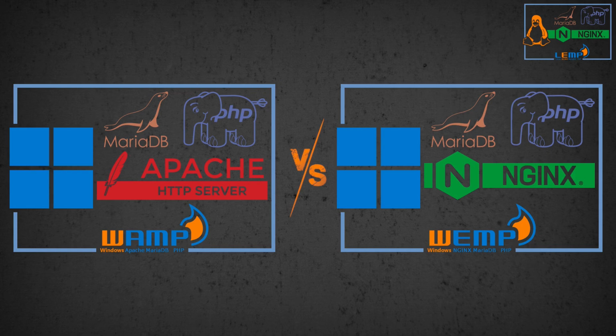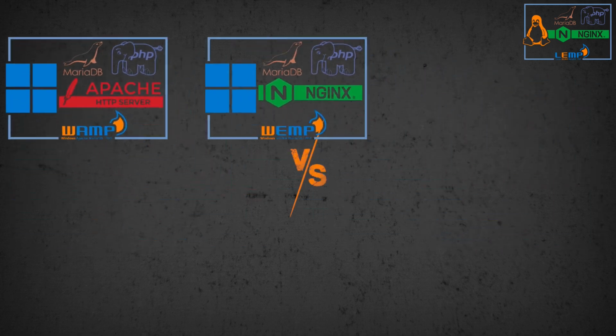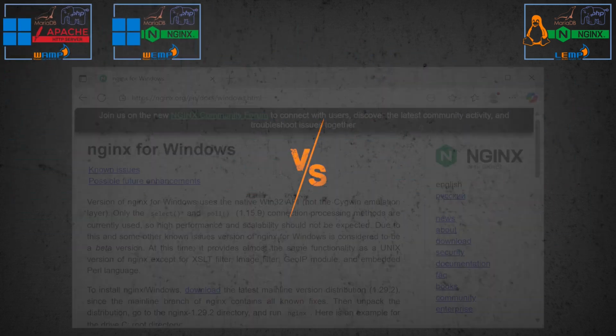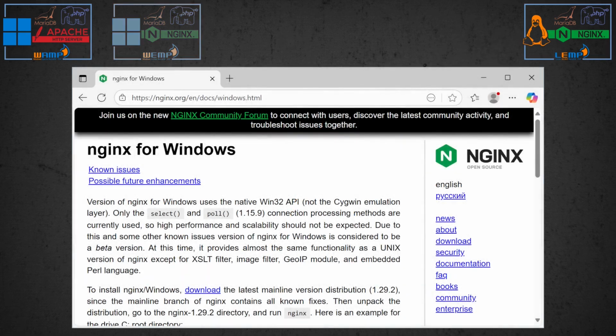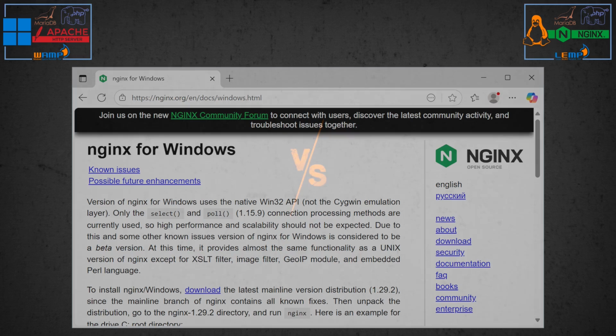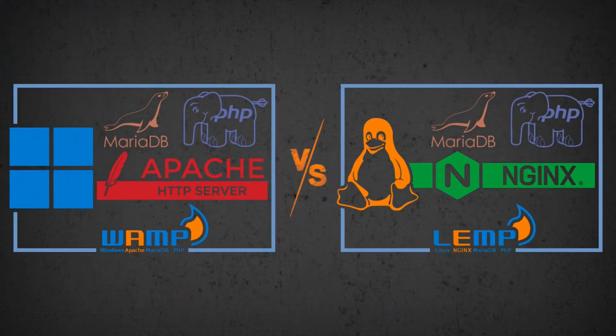While NGINX offers many advantages over Apache, NGINX for Windows uses a limited set of methods, so it lacks high performance and scalability. Furthermore, it remains in beta testing, with known issues not yet resolved. Apache also offers higher performance and scalability on Linux than on Windows. However, it's ironic that Apache is losing ground to NGINX in Linux environments, while it can be used as an alternative to NGINX, which is still in beta in Windows environments.